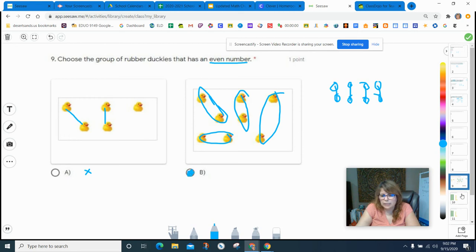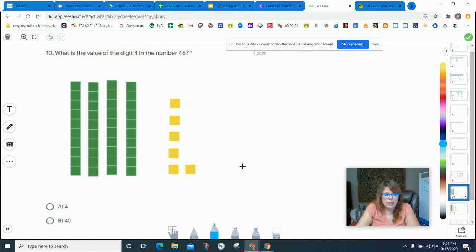So then I go to the next one. Now this problem is saying, what's the value of the digit 4 in the number 46? Guys, I'll always do TO. Remember, TO is going to be your lifesaver. Later on, it's going to be HTO, but right now it's TO. And the number is 46.